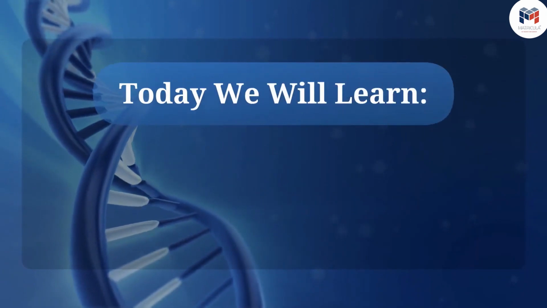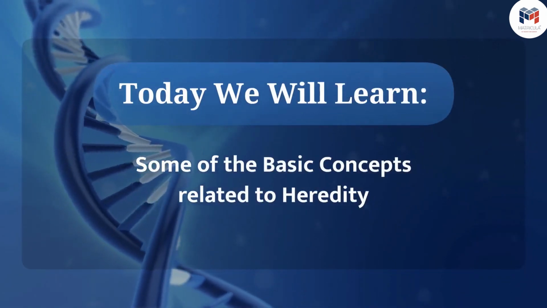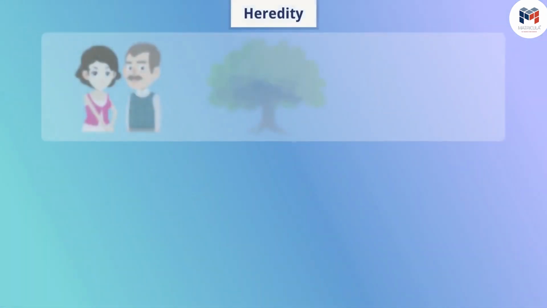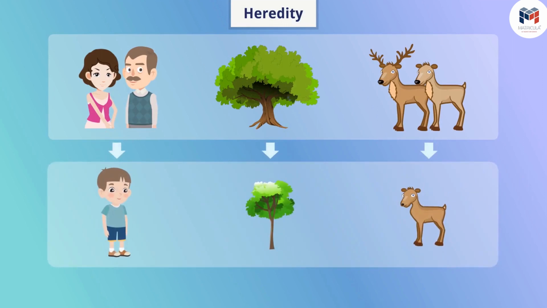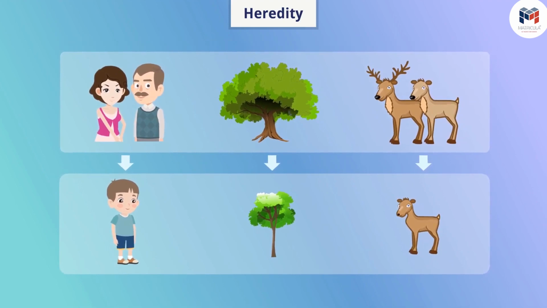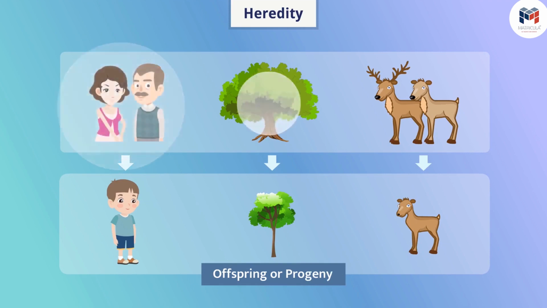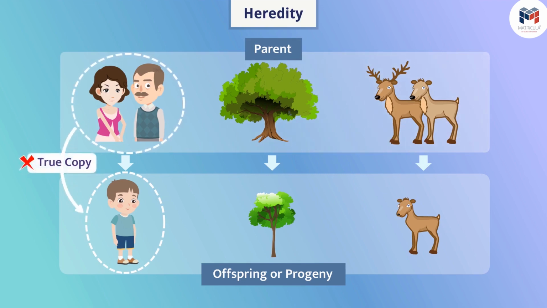Today we will learn some of the basic concepts related to heredity. Each organism generates another organism similar to itself through the process of reproduction. We call the new organism offspring or progeny, and the organism that produces offspring is called parent. In appearance, the offspring matches its parents, but it is not a true copy of the parent.